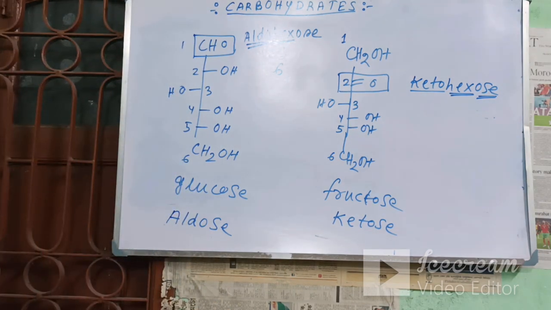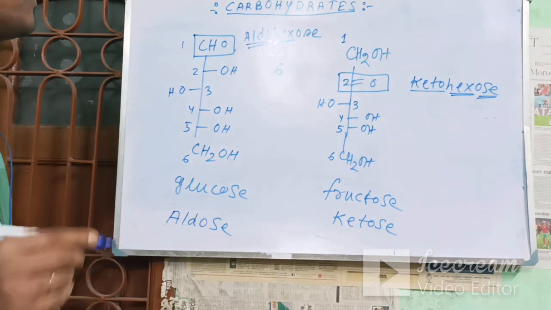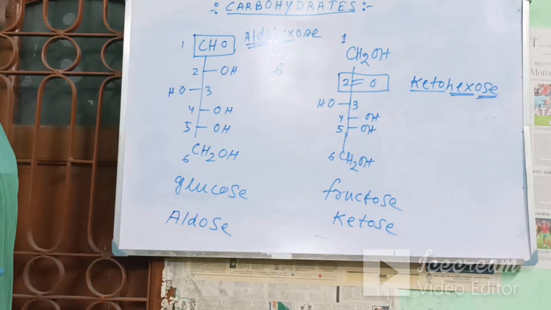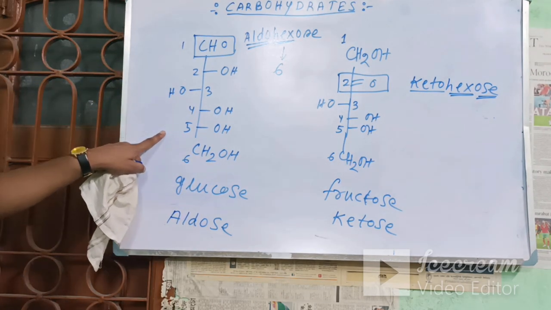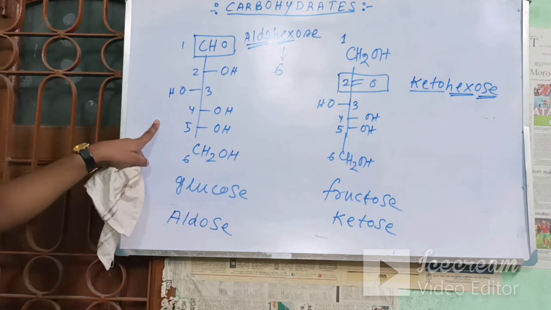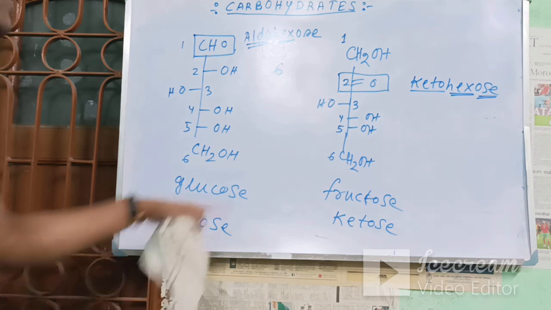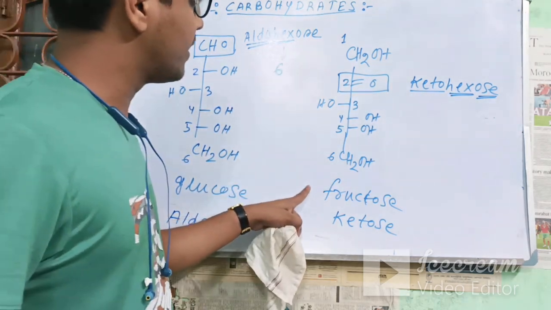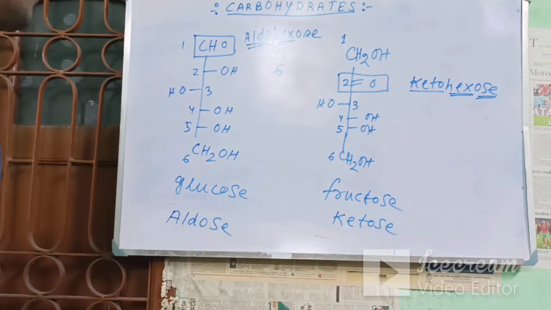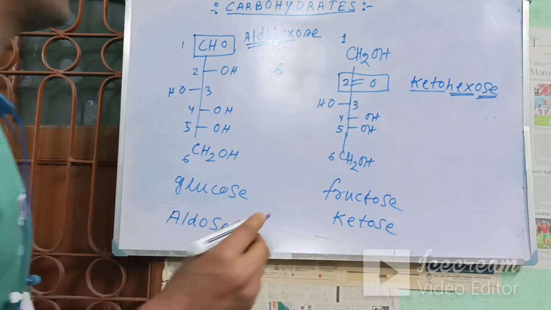So depending upon the number of carbon atoms present in the main chain and the functional group present in the carbohydrate, it may be classified as aldohexose. If it is 5 carbon atoms, then it is aldopentose, 4 aldotetrose, 3 aldotriose, and so on and so forth. Here also like that, so fructose is a ketohexose. One thing more we have to know in this chapter, that is the D and L naming.